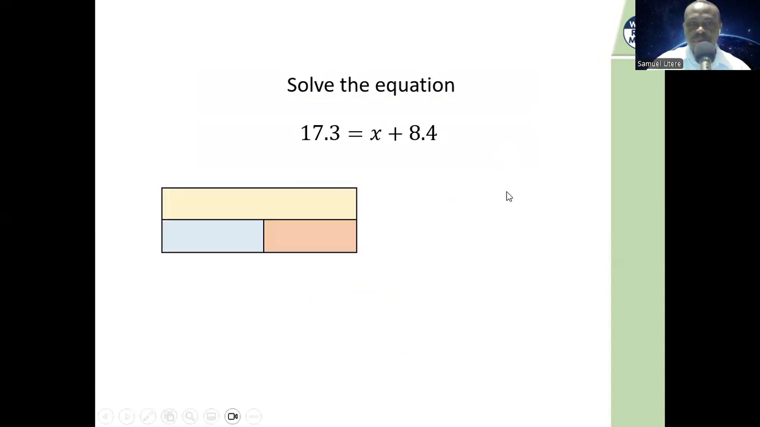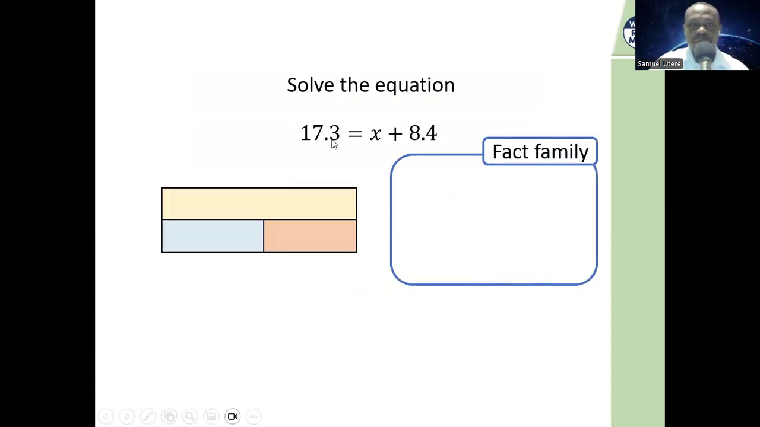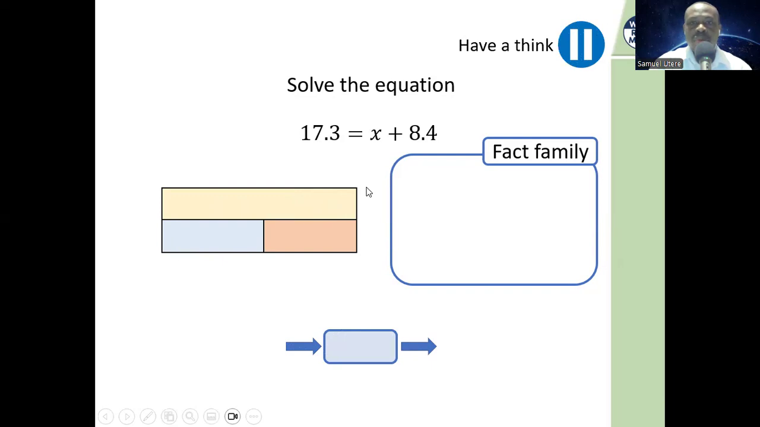So as a bar model, we can write it like this. The big bar obviously will be 17.3, right? And then we have x, because that's what it's telling us. If you just think about it, common sense, you figure this out. That big bar must be 17.3, and then these two bars should be x plus 8.4. The size does not really matter because we don't know what x is, do we? So I want you to think, how many fact families can you write from this?